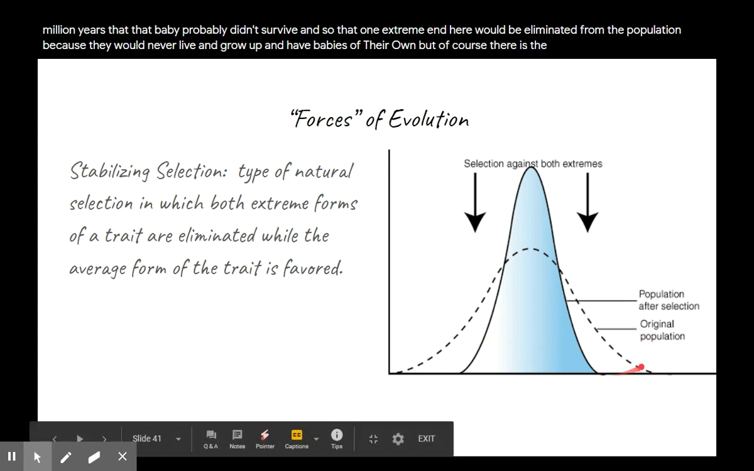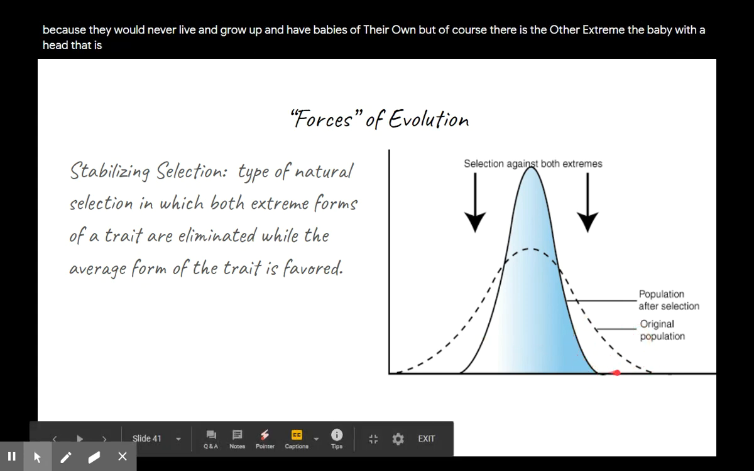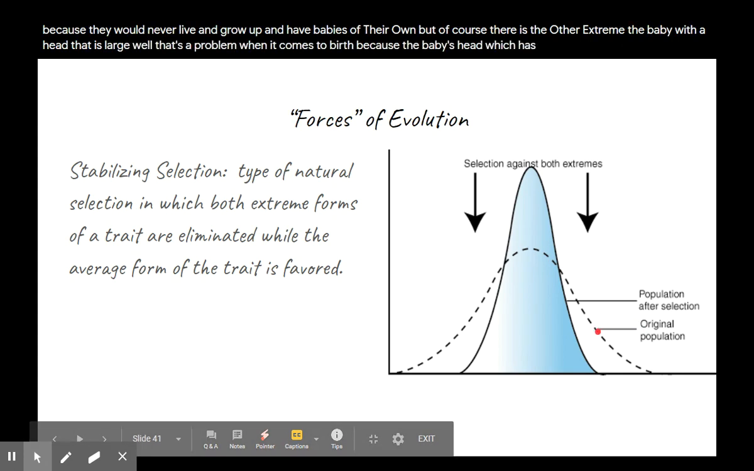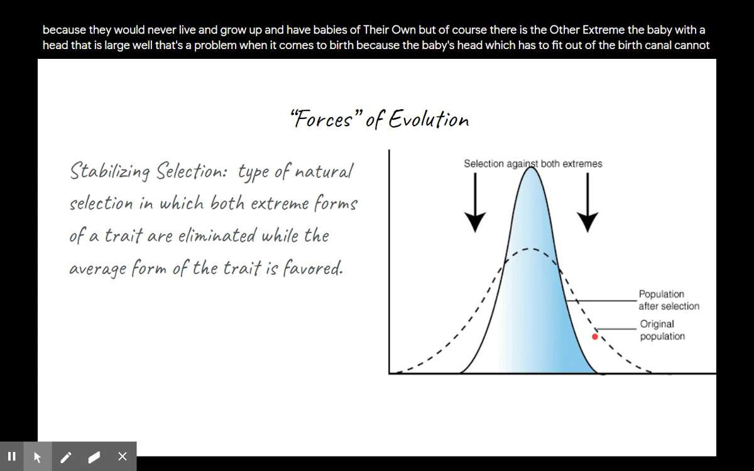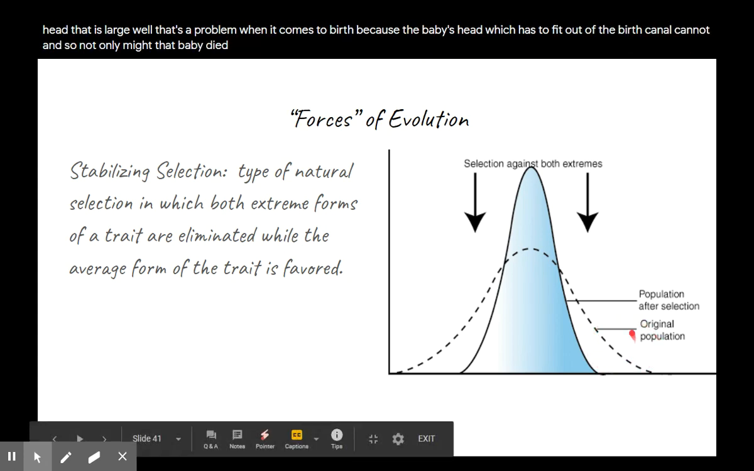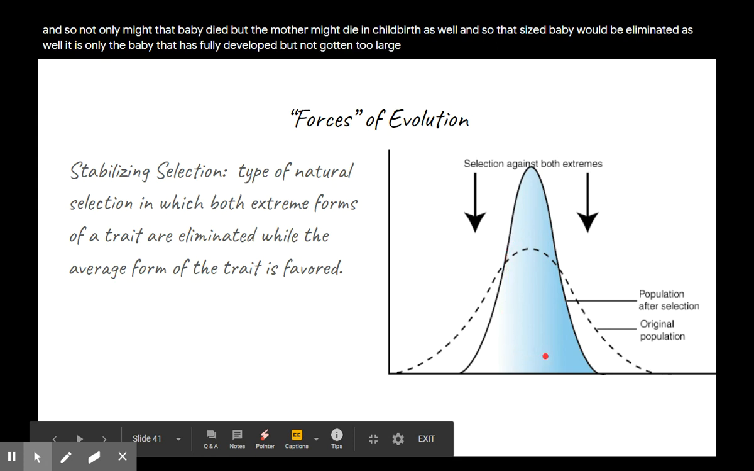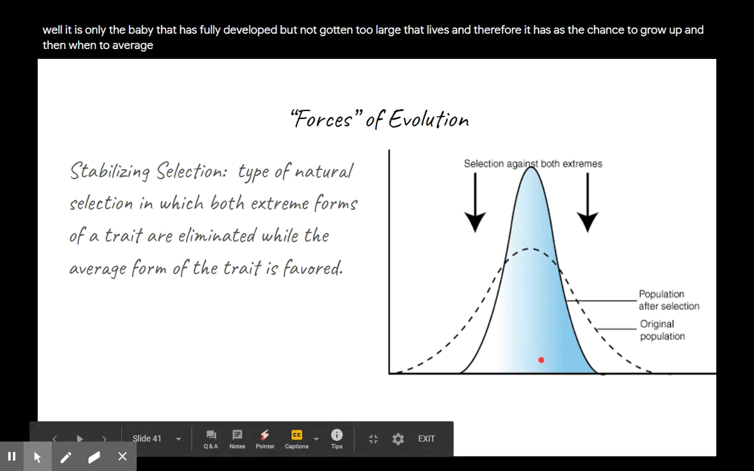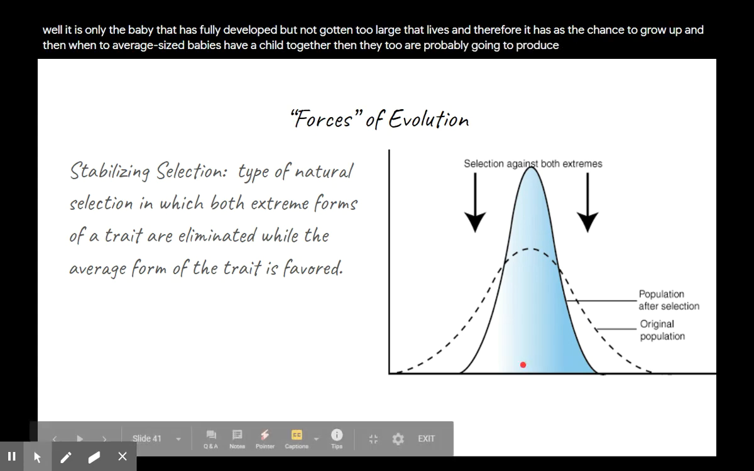But of course, there is the other extreme, the baby with a large head. Well, that's a problem when it comes to birth because the baby's head has to fit out of the birth canal, and cannot. And so not only might that baby die, but the mother might die in childbirth as well. And so that sized baby would be eliminated as well. It is only the baby that has fully developed, but not gotten too large, that lives and therefore has the chance to grow up. And then when two average sized people have a child together, they too are probably going to produce another average sized baby.